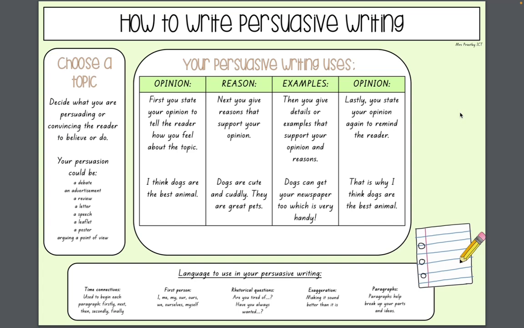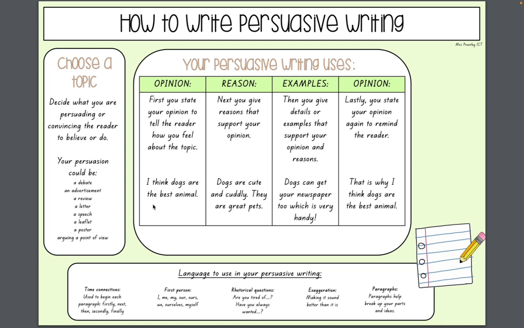Here's a bit of an example. If you have a look at the opinion, so first of all, you choose a topic, decide what you are persuading or convincing the reader to believe or do. Here are some examples about what your persuasion could be. It could be a debate, an advertisement, a review, a letter, a speech, a leaflet, a poster, and you're arguing a point of view. So first you state your opinion to tell the reader how you feel about a topic.